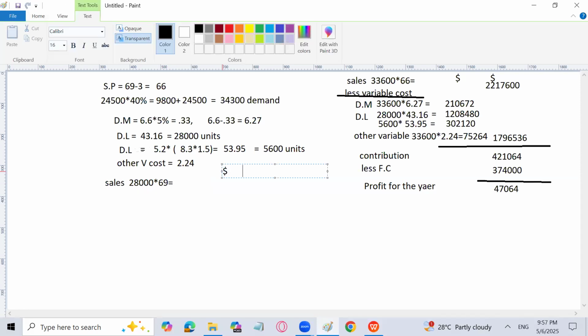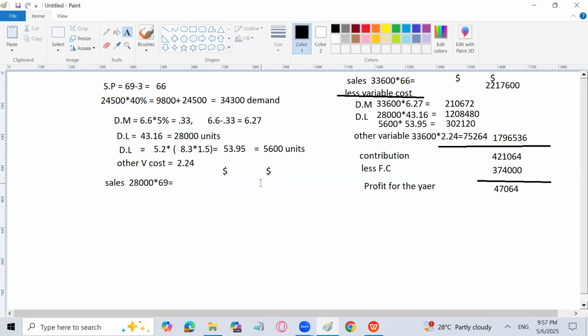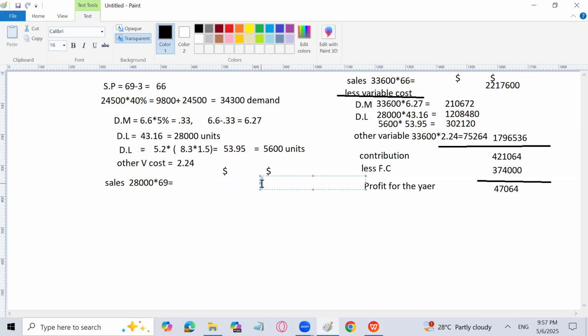Sir, you did not generate the data in this. We don't need that because it's a quite simple question. That's why. So tell me.